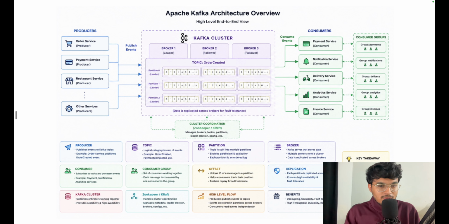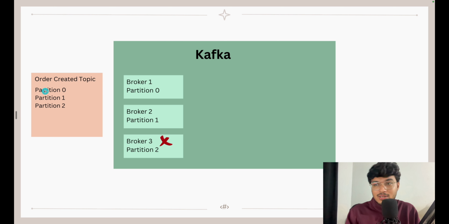Let's suppose you have a topic with multiple partitions: 0, 1, 2. Inside a Kafka cluster we have multiple brokers, and each broker is a server. Let's suppose we stored each partition in one broker: broker 1 is serving partition 0, broker 2 is serving partition 1, and broker 3 is serving partition 2. If partition 2 is stored only in broker 3 and broker 3 crashes, then what happens? All the events are lost. This is not a good thing.